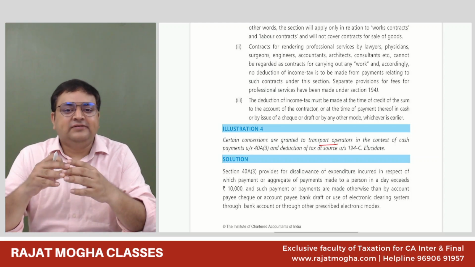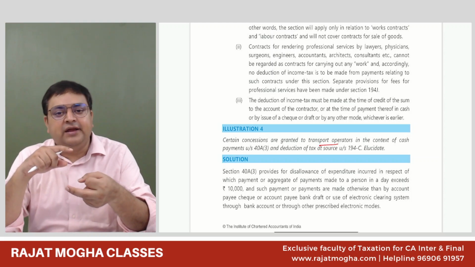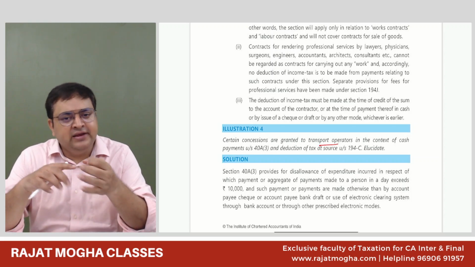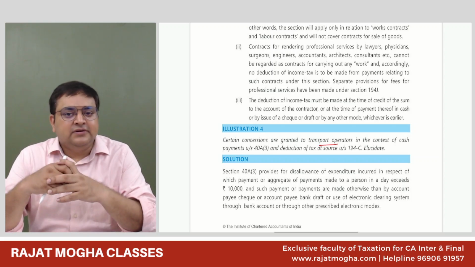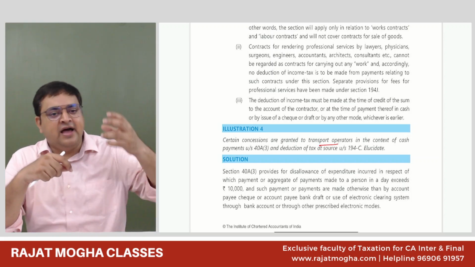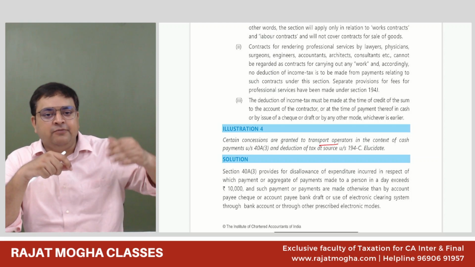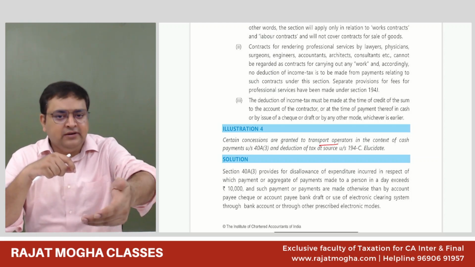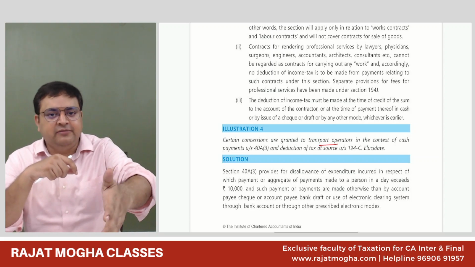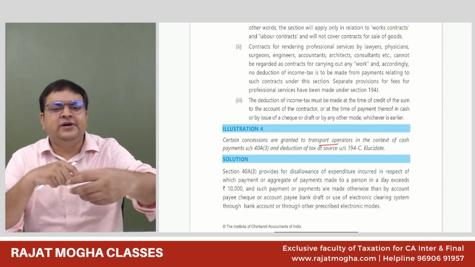194C says that whenever you are giving a contract, that contract can be an advertisement contract, a job work contract, a catering contract, a broadcasting contract, anything related to your business. So if you are giving a contract to a transporter, let's say I have a factory in Coimbatore and I would like to transport goods from Coimbatore to Ooty every now and then. And I'm giving you a contract for, let's say, 2 months, that you have some trucks and you will be transporting my goods from Coimbatore to Ooty almost on a daily basis.